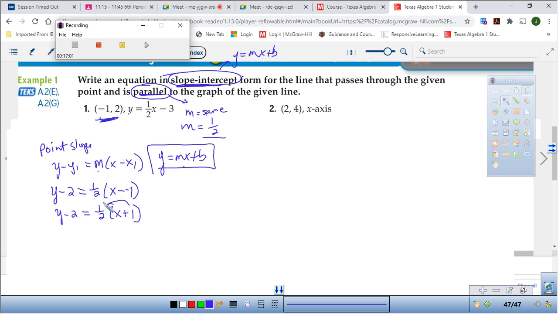Okay? And I would do that by distributing first. Christopher, good job. So right here, I would have y minus 2 is equal to 1 half x. Multiply this times this, plus 1 half. Okay. Now what do I do? I'm almost there, right? I'm almost done. I'm always getting my y by itself. What do I do now?